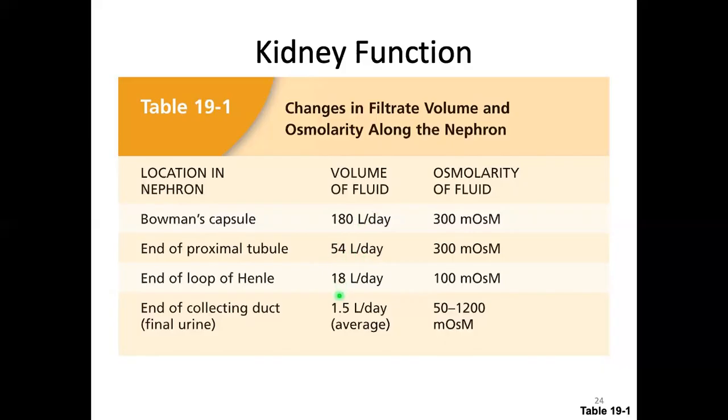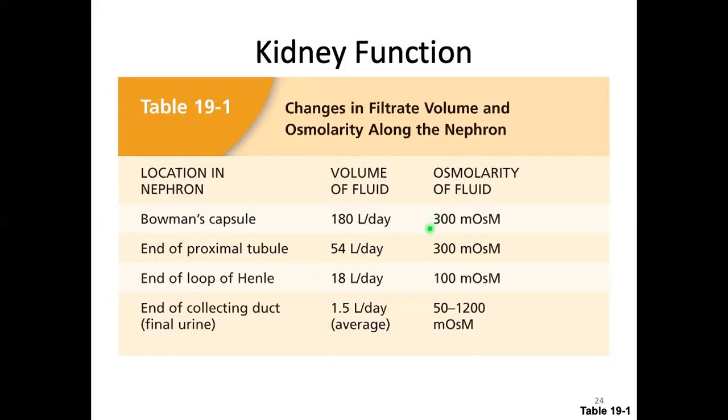Then you do more in the loop of Henle. So by the time you're at the end of the loop of Henle, you only have 18 liters passing through that part per day. And then at the end of the collecting duct is 1.5 liters per day. I like this chart because it shows you how much fluid goes through each space. And so Bowman's capsule is doing filtration, and so it's going to see the most fluid. And then at the end of each segment, you see how much fluid is reabsorbed.